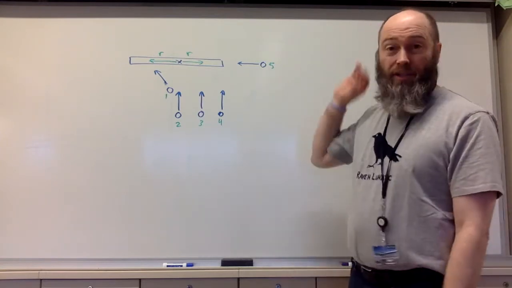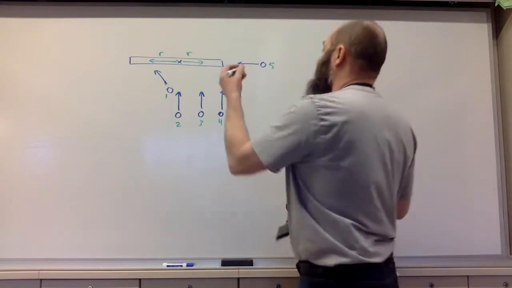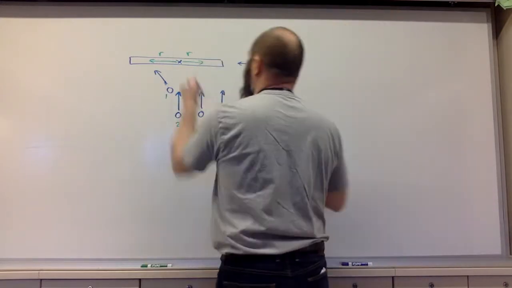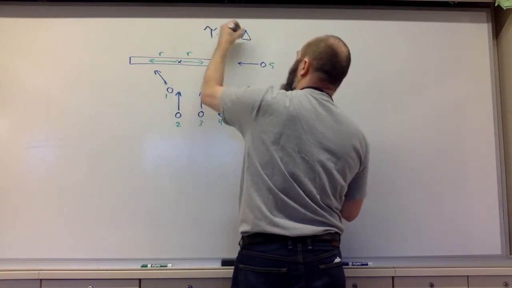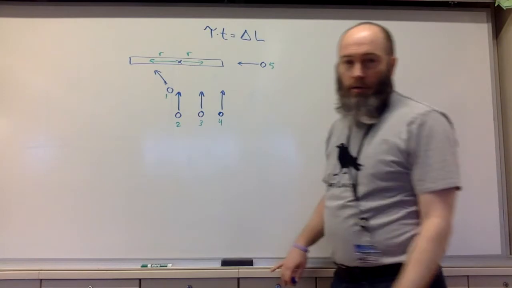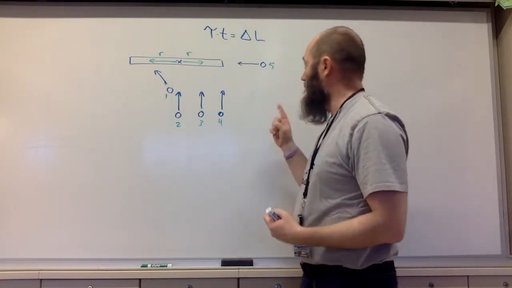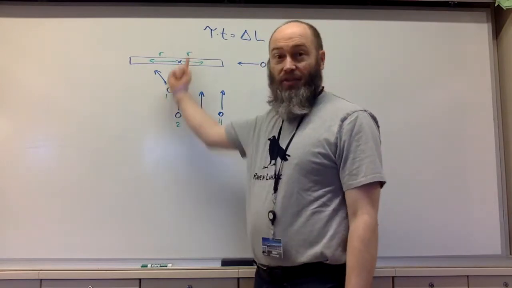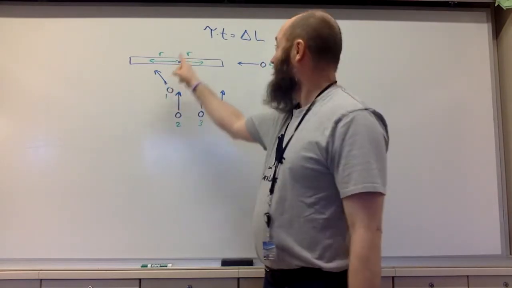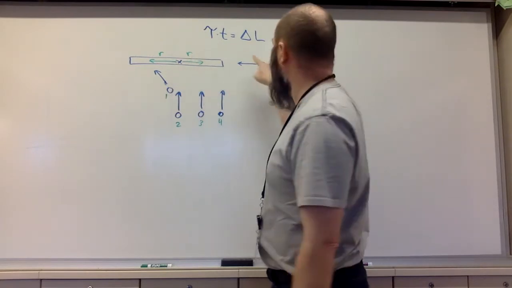Okay, hopefully you did and you thought about it. Angular impulse is torque times time, which equals the change in angular momentum. Well, if you think about this, object 2 is going to hit it straight on. Guess what? That would be no lever arm, so therefore there would be no torque.